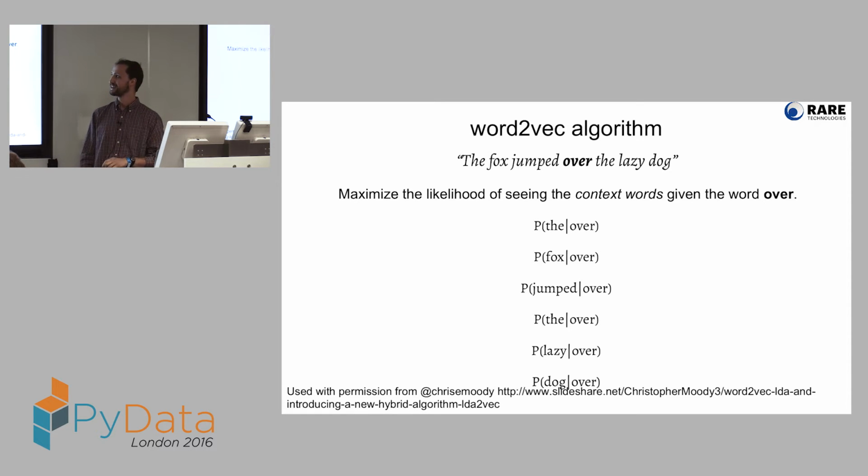So, say your corpus, the data set that you're given, just says the fox jumped over a lazy dog. You're just given this sentence, and you want to learn something from it. So I want to maximize the likelihood of seeing the context words given the word over. I want to know which company the word over likes. The word over likes the company of the fox. The word over likes to be around jumped. So this probability should be quite high. The probability of the given over, probability of fox given over should be high. Probability of jumped given over should be high. Probability of lazy given over should be high. So when I see this sentence, I bump up these probabilities. That's what I do.